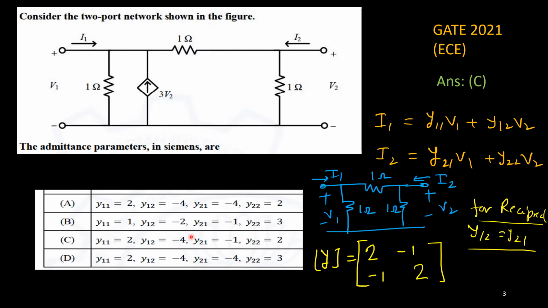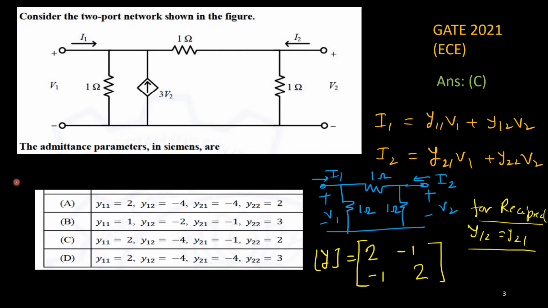Now, here A and C both will have the same condition. Y11 and Y22 are both 2 and 2. But as it includes one dependent source, we can guess that it could be non-reciprocal, meaning Y12 and Y21 could be different. I'm not saying it is obvious that you will always get non-reciprocal, but in most cases you will, meaning Y12 and Y21 will be different. So there's a high chance that C is correct.